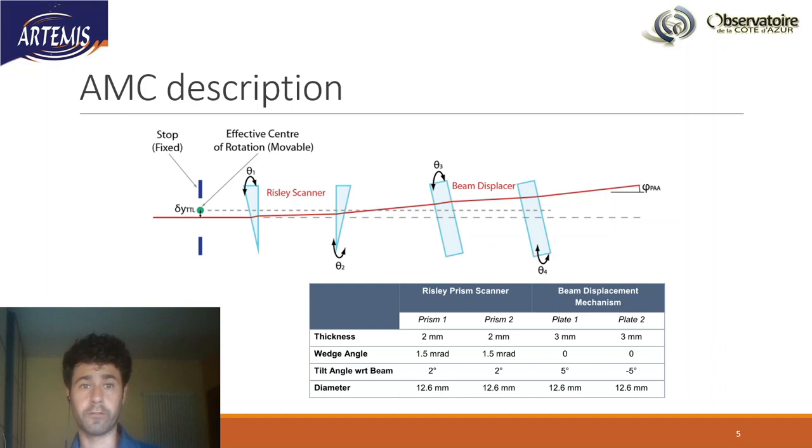Here is a drawing of the whole system. At first there will be a fixed stop, then the Risley scanner, and then the two plates for beam displacement. In the table we have all the dimensions of the elements and the positions that were chosen so as to give the correct tilt and displacement range for the LISA system.